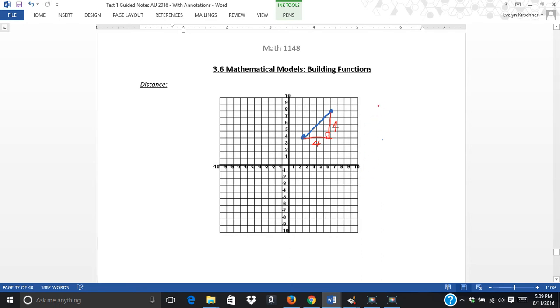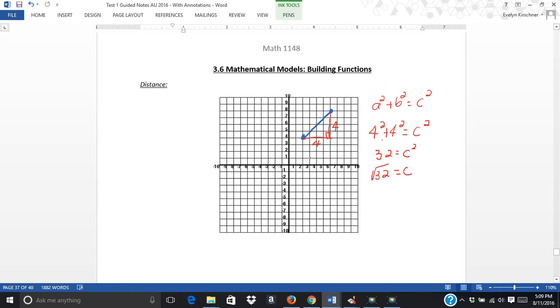So Pythagorean theorem says a squared plus b squared is c squared, and c is the hypotenuse. So I can say, oh, that's 4 squared plus 4 squared is that c squared, and I have 32 is c squared, and I can find c by taking the square root. I can find a value. So that's all I'm doing, I'm finding the distance from here to here.